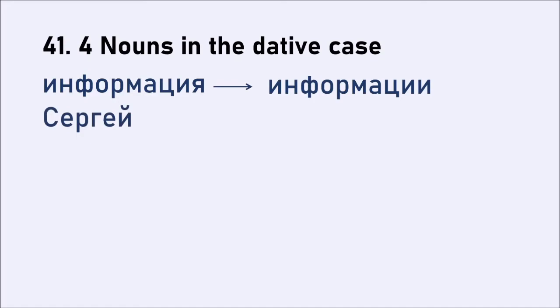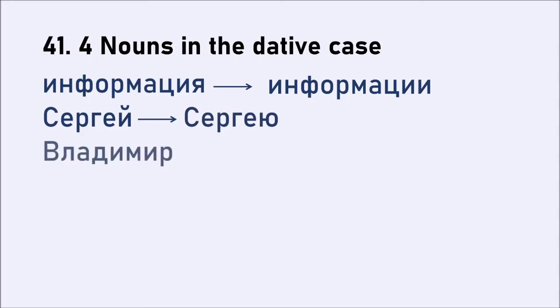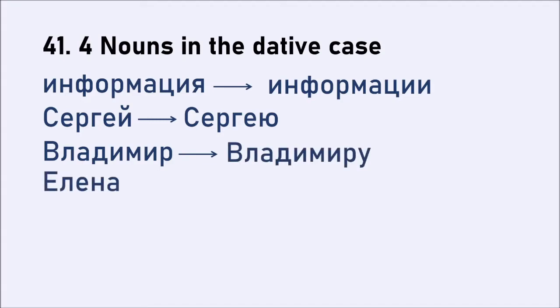Here's this Russian name, Sergei. Yeah, that changes to a U. Sergeyu. Vladimir, another name. Yes, Vladimiru. Consonant, we add on the U. Here's a feminine name, Yelena. A changes to what letter? Yes, you got it. Ye. Yelena, Yelene in the dative.